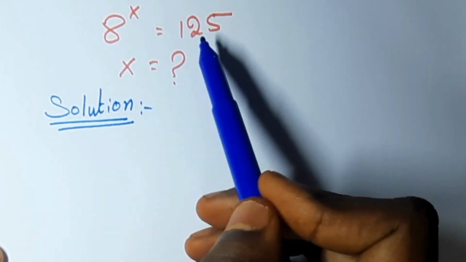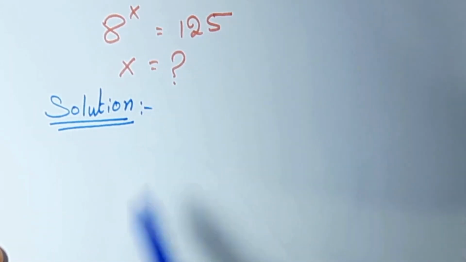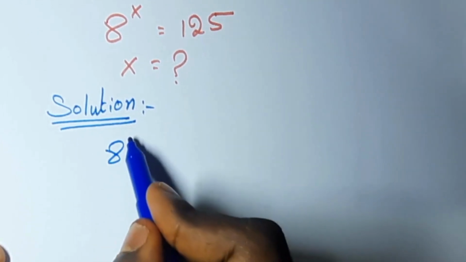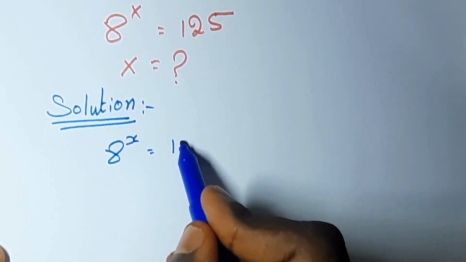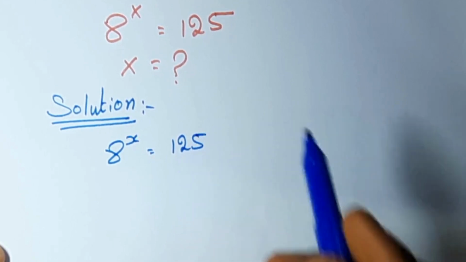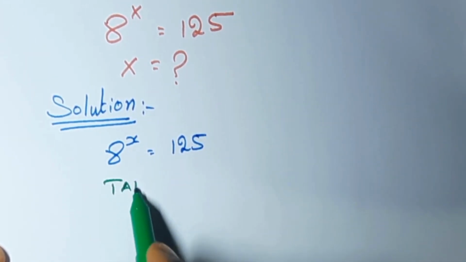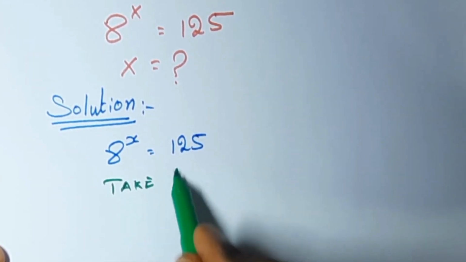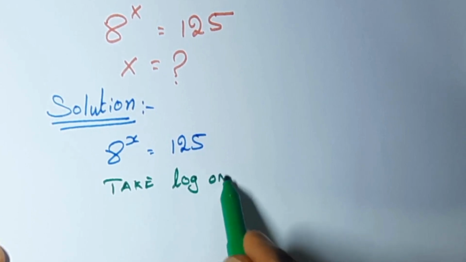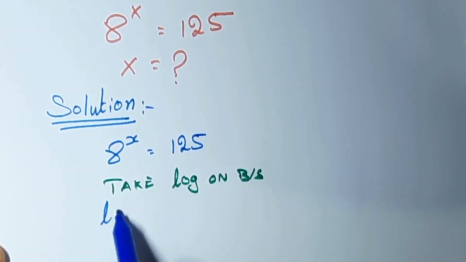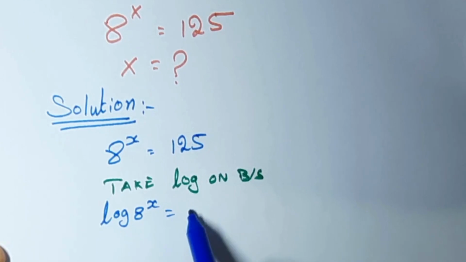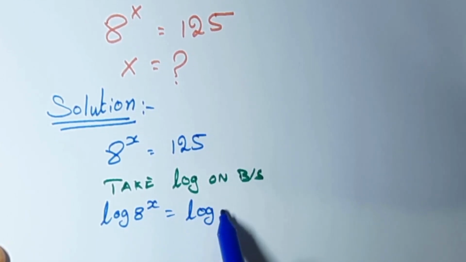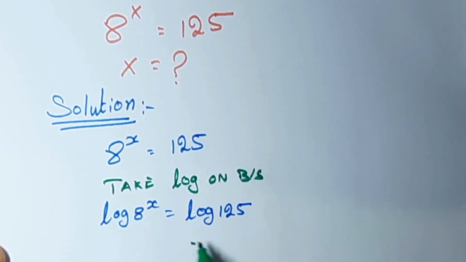Today we are going to solve this equation to find the x value, the solution. 8 to the power of x equal to 125. Take log on both sides. Log 8 to the power of x equal to log 125.